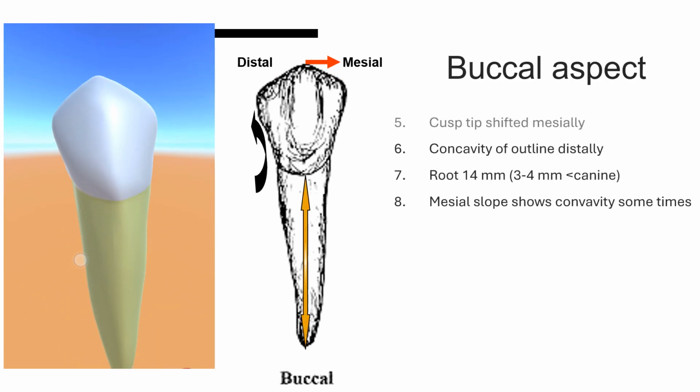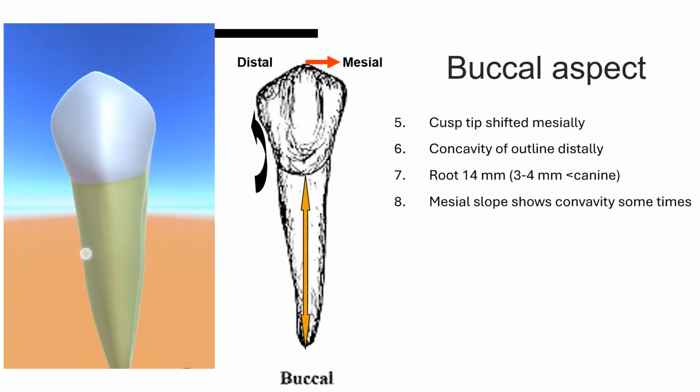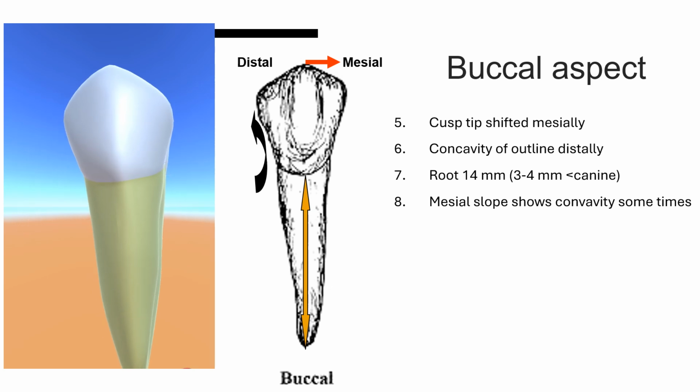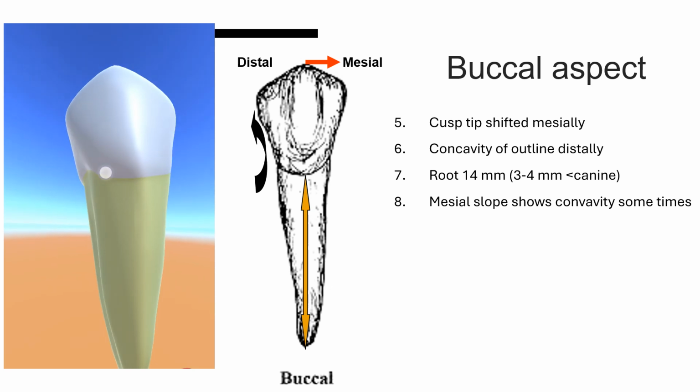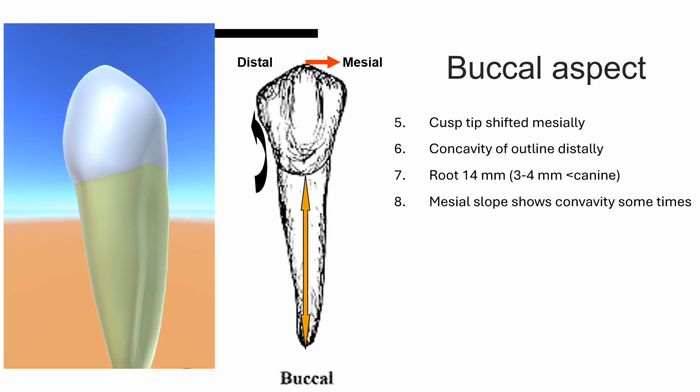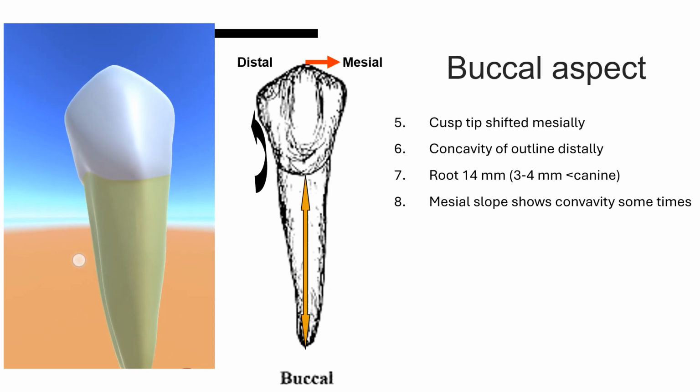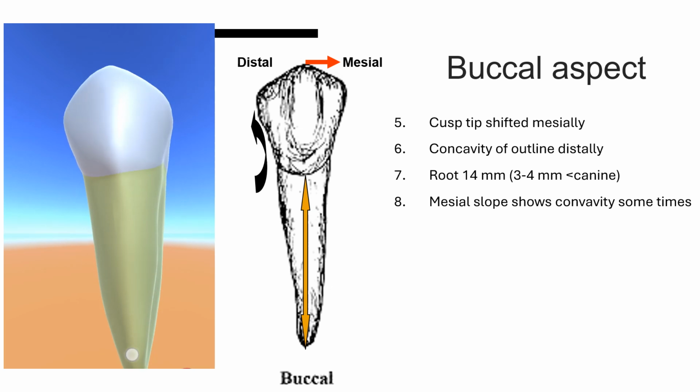Let's describe the outlines. The moment you pick it up from different aspects, from this area, you can see that there is almost a flattened or curved cervical line from the mesial aspect. This is the mesial point. At the distal portion, the outline is a little concave, and the concavity is more on the distal aspect here. The distal outline is longer, the mesial outline is shorter, and the cusp tip is more mesially placed. The root length is roughly 14 millimeters. However, the canine has a much longer root length.